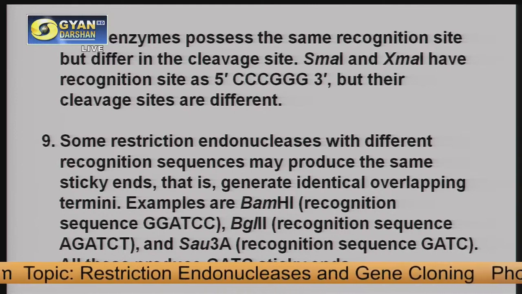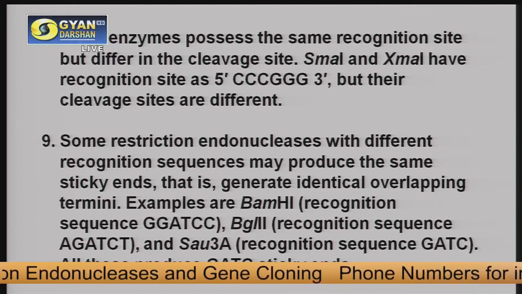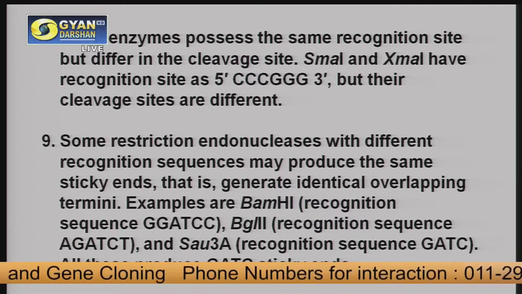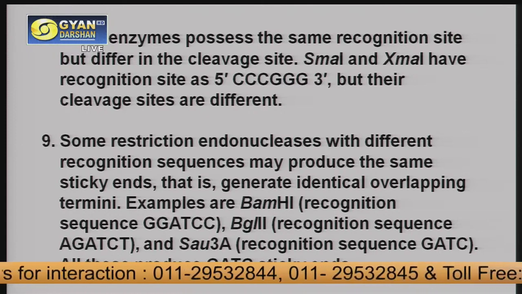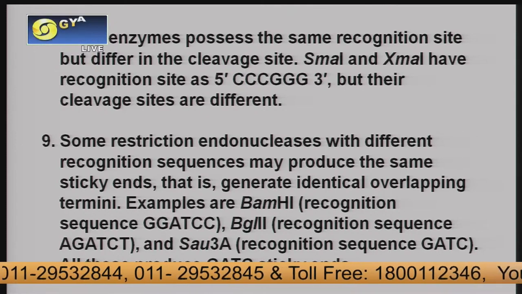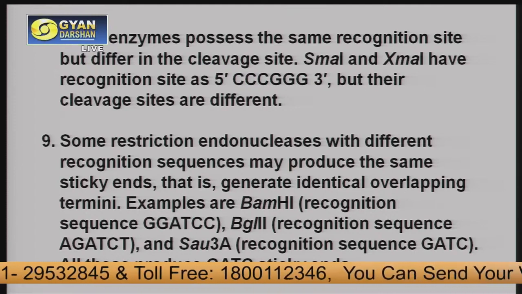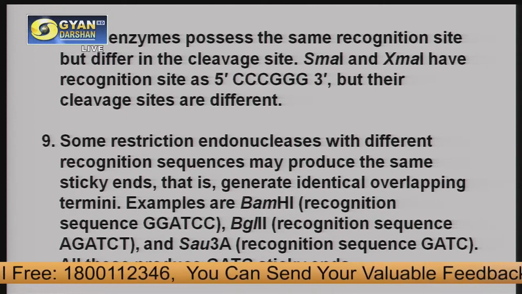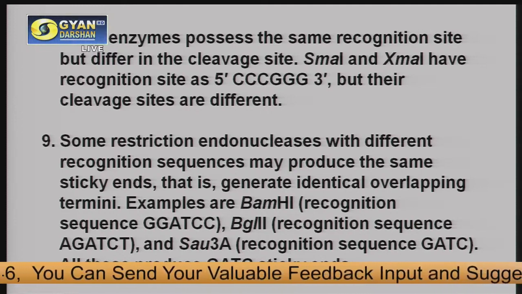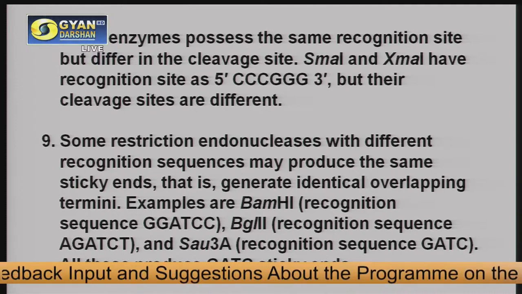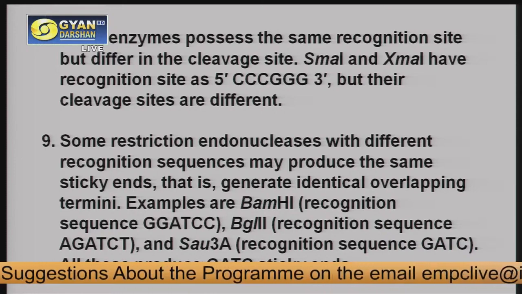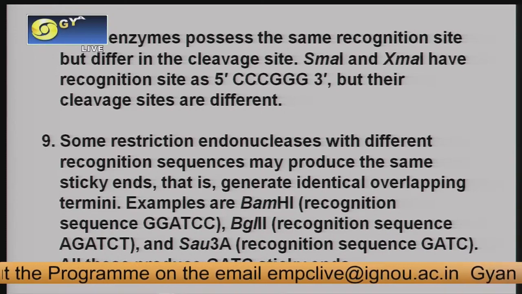Ninth point, some restriction endonucleases with different recognition sequences may produce the same sticky end. This is also very interesting, like BamHI, which has the sequence GGATCC. BglII has the recognition sequence AGATCT. And Sau3A, another restriction enzyme, has the recognition sequence GATC. However, all these enzymes will cut their respective sequences in such a fashion that they will generate the same sticky end, that is GATC. So we call them compatible enzymes.